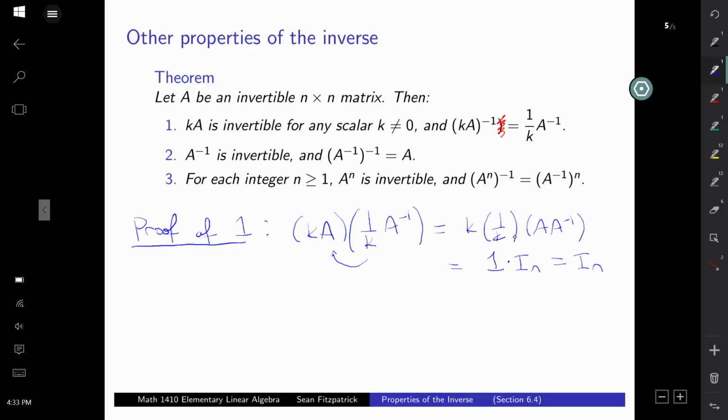For 3, the proof is probably best done by induction, but let's just say that 3 follows from the product rule for inverses, right? A to the n is A times A times A times A times A, and so the inverse is going to be A inverse times A inverse times A inverse. Technically you should reverse the order, but they're all the same here, so reversing the order doesn't do anything. Okay, so those are all the properties that we want to look at for now.